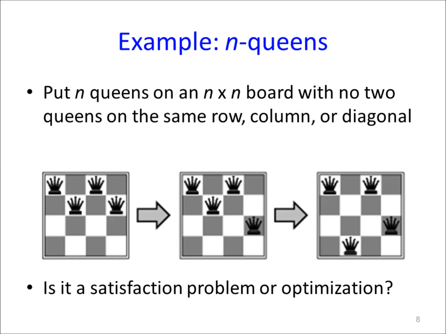So, now n queens. Is it a satisfaction problem or an optimization problem? Any ideas of how to convert it into an optimization problem? How many queens are attacking? Yeah, how many queens are attacking each other? How many pairs of queens are attacking? Very easy, right? That's what I was saying, that you can easily move back and forth. So here we just saw how to convert a satisfaction problem into an optimization problem. Very simple.